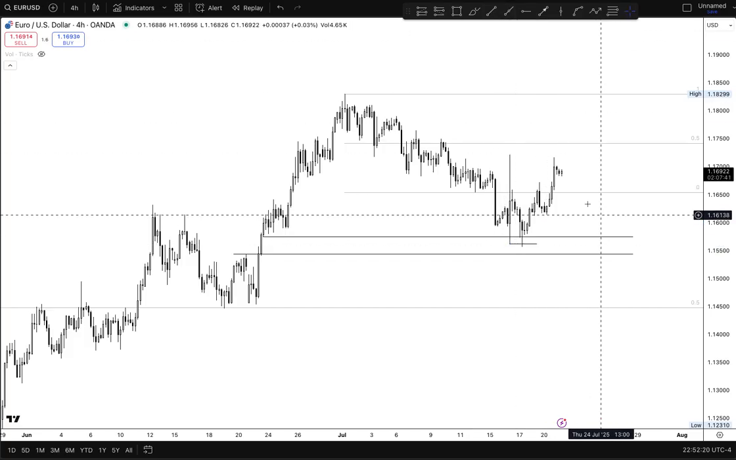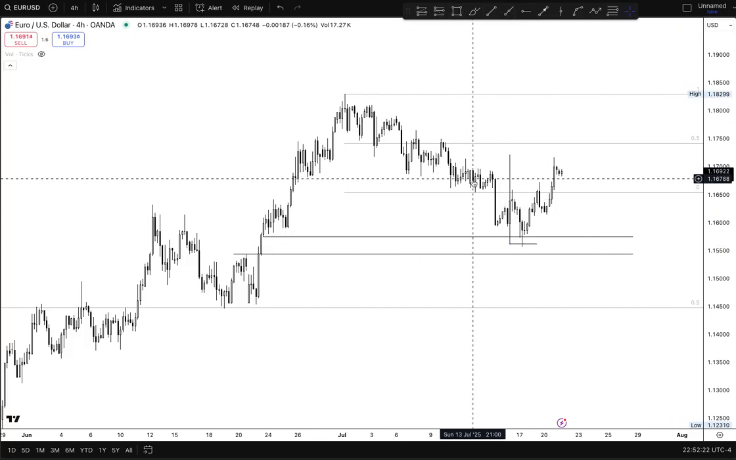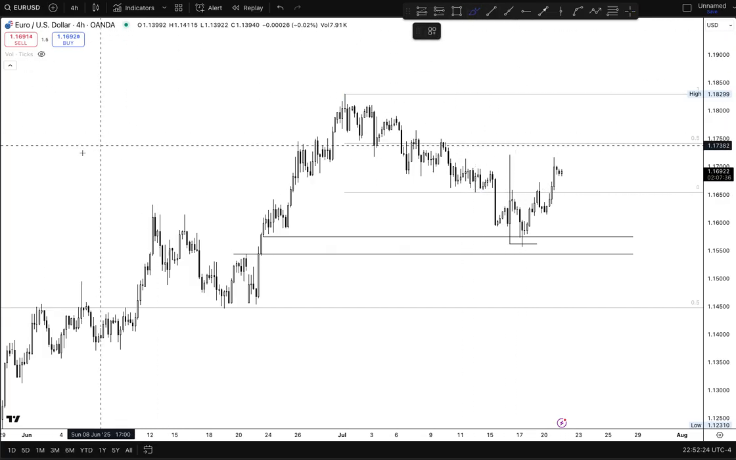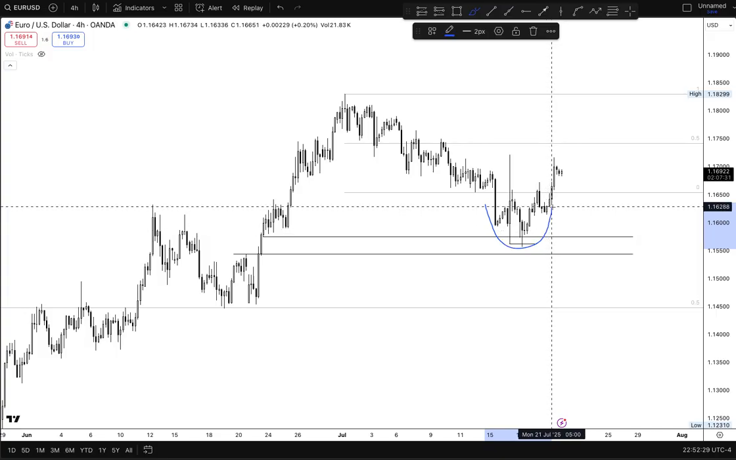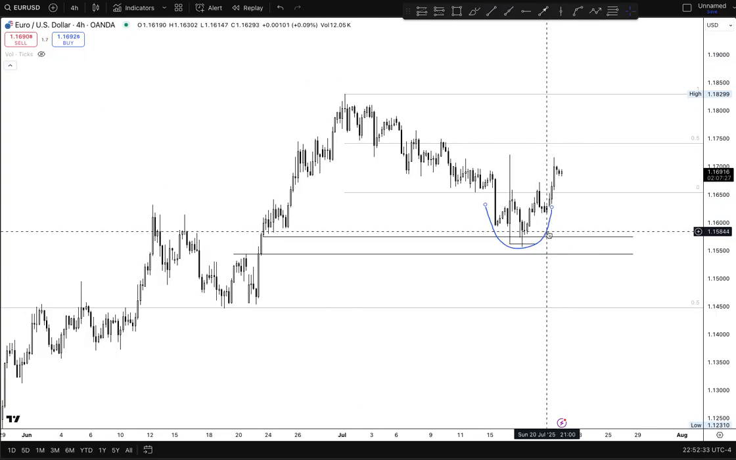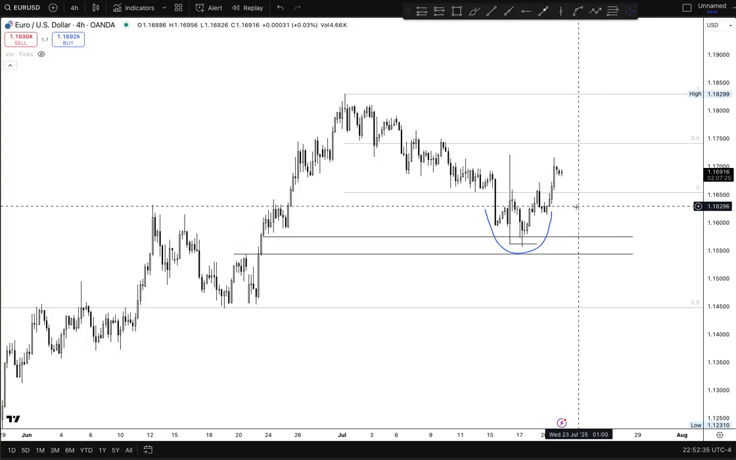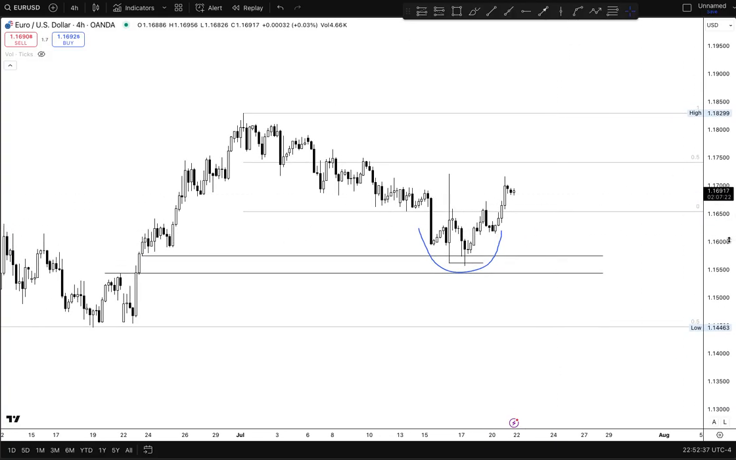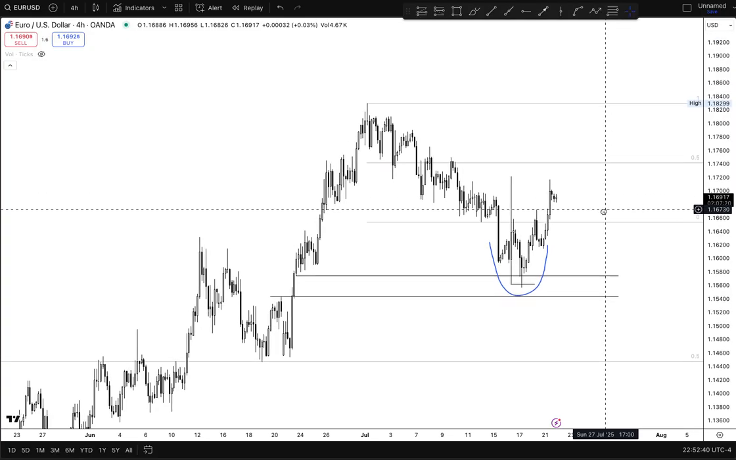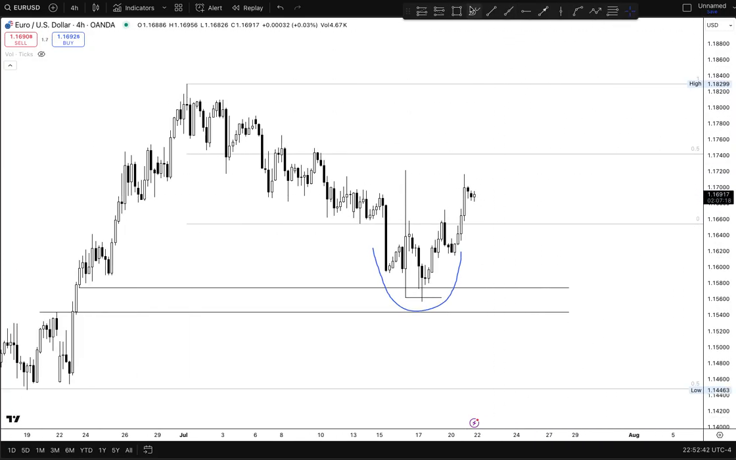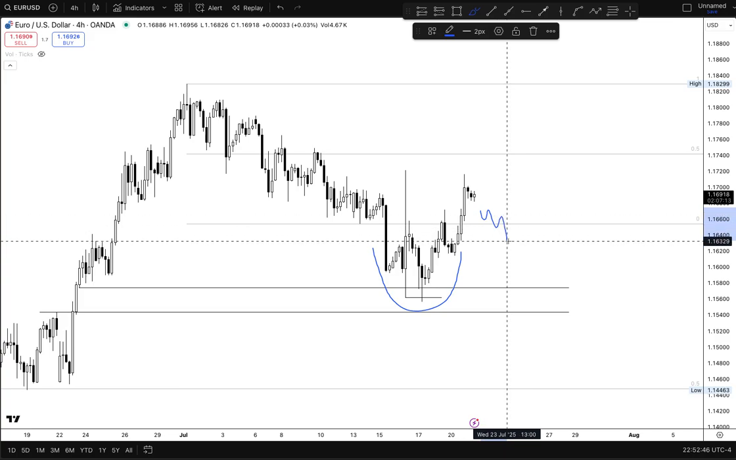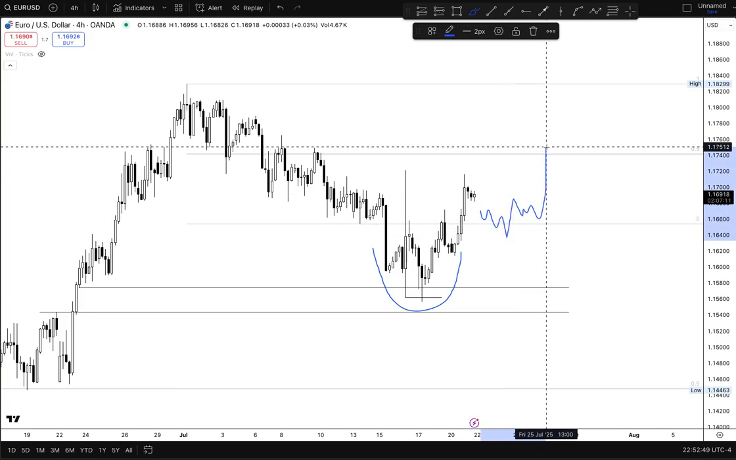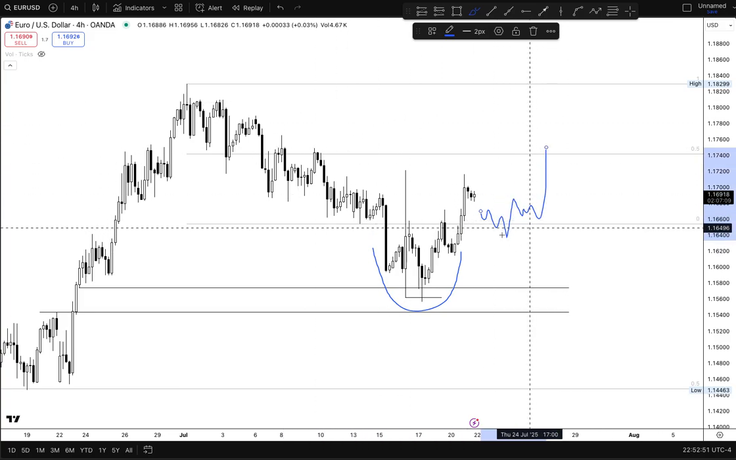So you have range high and then range low, potential deviation here, and then right now I am currently looking for further upside on euro. So gonna watch possibly for a potential retest on this range low.